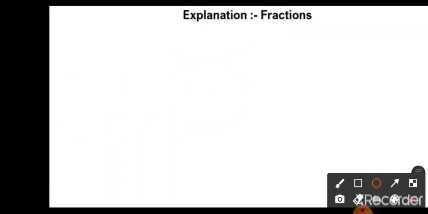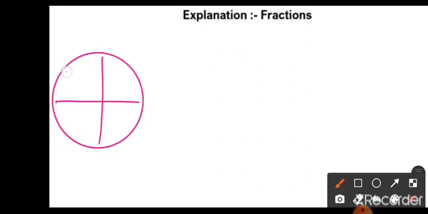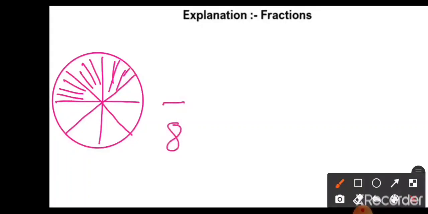See one more example. A circle is divided into 8 equal parts and 1, 2, 3 parts are shaded. So we will write here 8 because this circle is divided into 8 equal parts, and here we will write 3. Why? Because only 3 parts are shaded. This is a fraction and we read it as 3 upon 8.